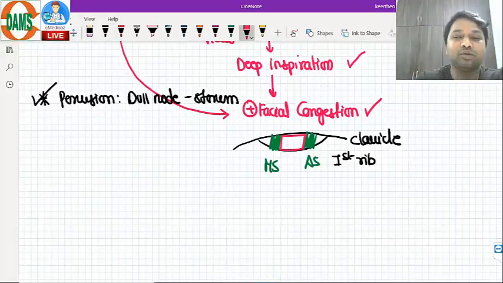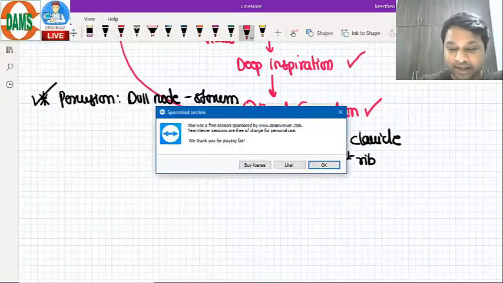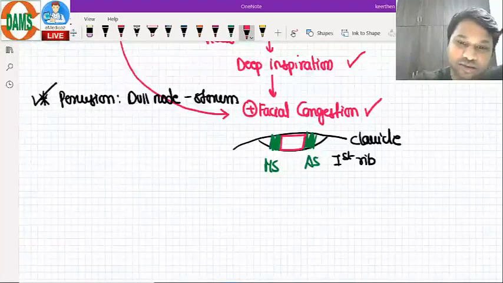But it will be dull, because the gland is here. When you percuss on the thoracic cavity, because lungs have air, you are supposed to get resonance. But rather than getting resonance, you'll get a dull note.